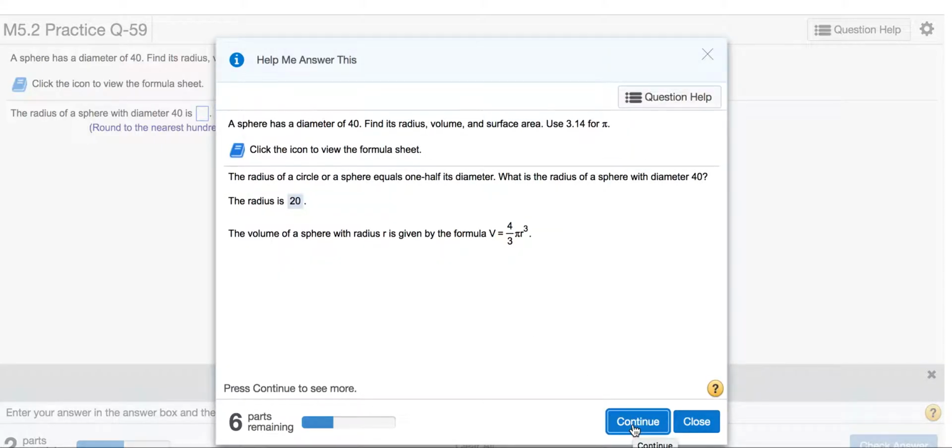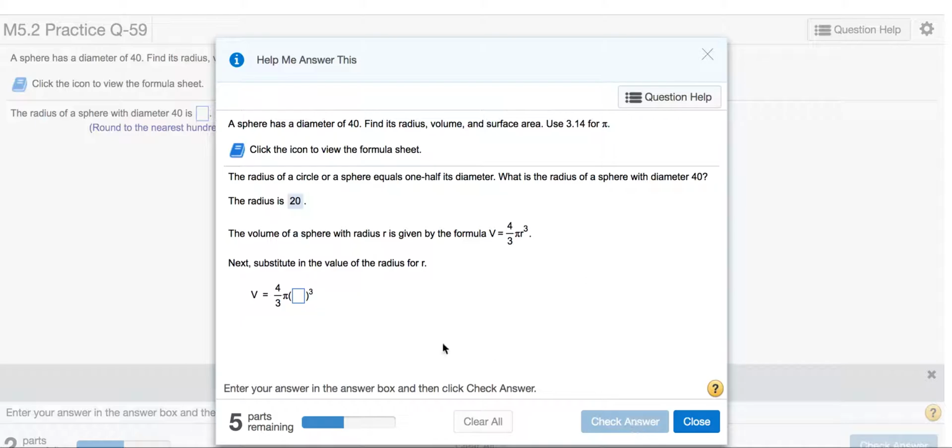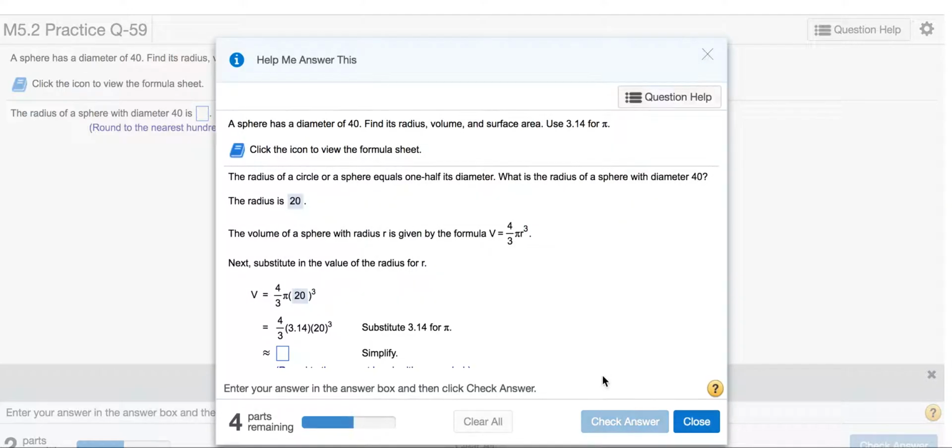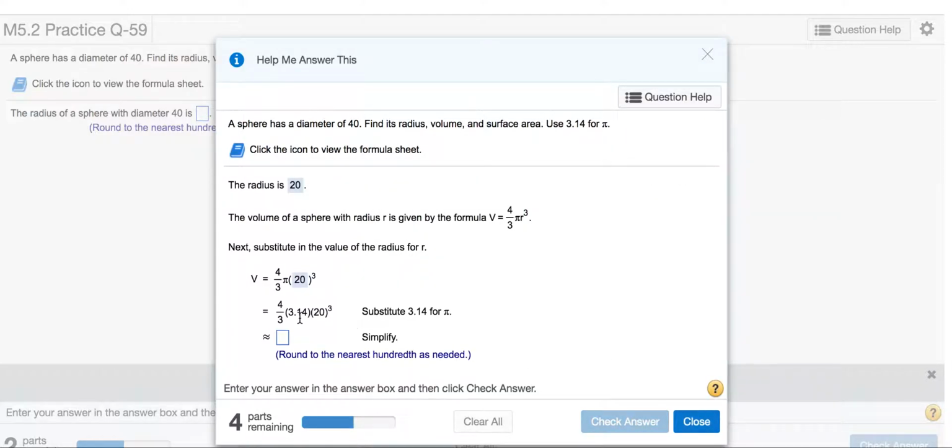Now they want us to find the volume of a sphere with the radius. Now we know the radius is 20, so we're able to plug in our information. They told us to use 3.14 for pi. So we'll be able to work this equation quite simply, actually. We're going to put 20 in here. So we have volume equals 4/3 times 3.14 times 20 cubed.